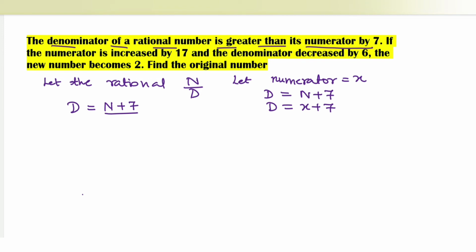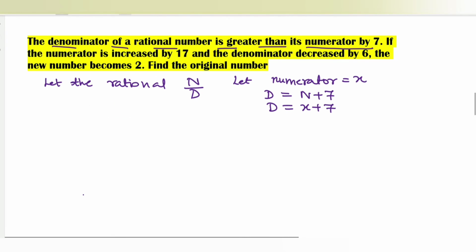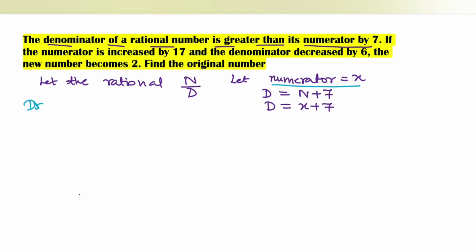Okay. So if the numerator is increased by 17 and again the denominator is decreased by 6, the new number becomes 2. So again according to the question, firstly we will write the fraction, the original form. What was the first condition? If the numerator was x, then what denominator did we get? x plus 7.